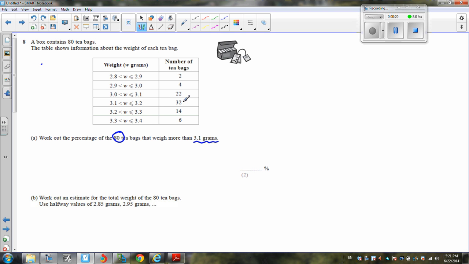Well, the ones which weigh more than 3.1 grams are these ones, and these ones. Now, if we add up those numbers, it means that there are 52 tea bags which weigh more than 3.1 grams. Now, that's 52 tea bags out of the 80. If we write that as a decimal, it comes out as 0.65, so just doing 52 divided by 80, which is the same as 65%.